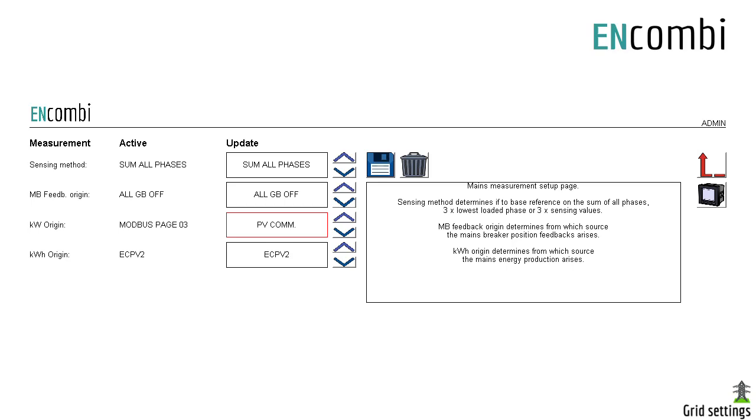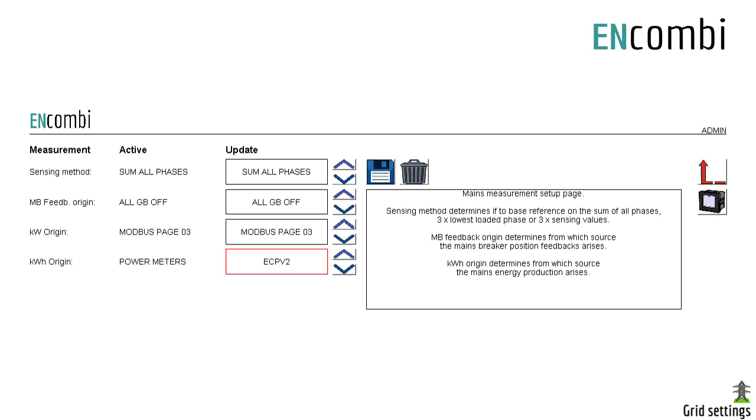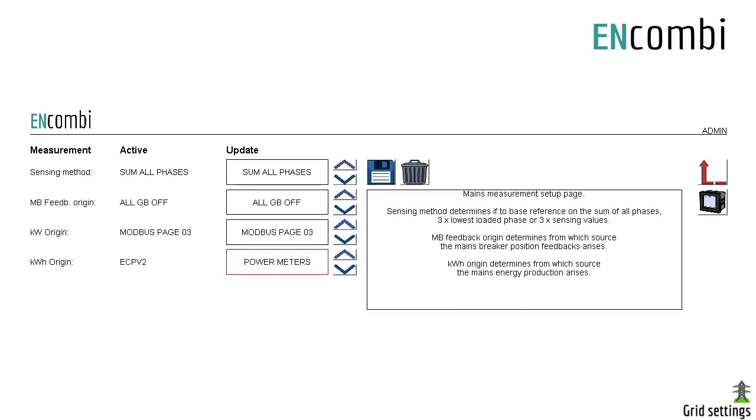Kilowatt-hour origin determines how to calculate or retrieve the imported and exported grid energy. This energy calculation setting is supported by two methods. The first method is ECPV2. In this setting the ECPV2 integrates energy counters itself based on measured kW. The second method is power meters. During this setting the ECPV2 will read the total energy counter from the power meters and summarize the readings.